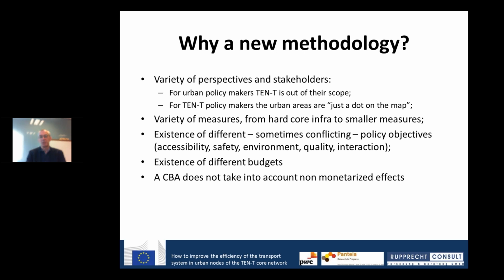Also, there's the existence of different budgets on TEN-T level, but also on urban level. And, well, we can only spend the budget once, and we need to take care that the right measures are being taken. Now, a cost-benefit analysis has as a drawback that it does not include all effects. It only includes the monetized effects, and soft factors and sometimes also safety and environment are left out because they cannot be quantified.